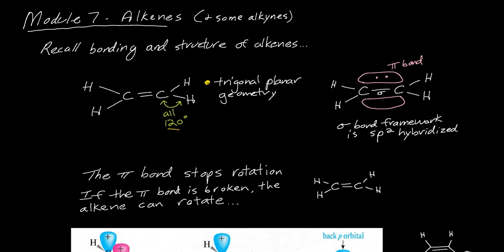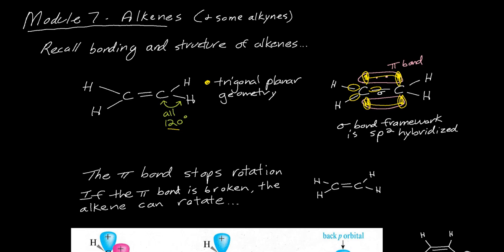The sigma bond framework is sp2 hybridized, meaning each carbon has an sp2 hybrid here, here, and here. 3 sp2 hybrids, leaving that leftover p orbital, if you remember, above and below, which then overlaps with the other carbon's p orbital, creating this pi bond above and below with 2 electrons in it.